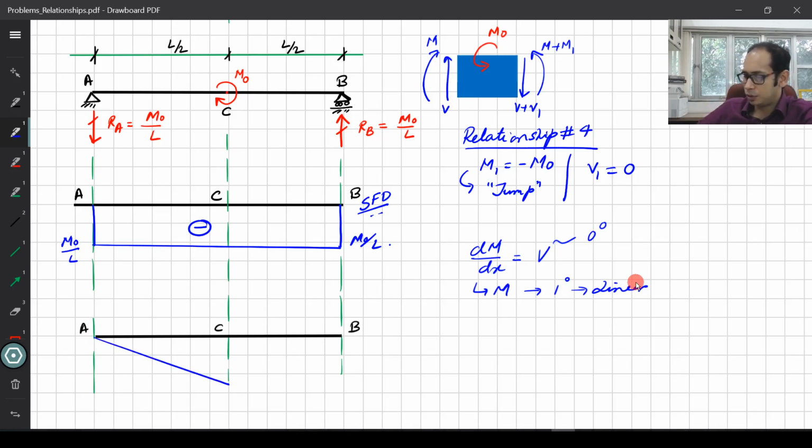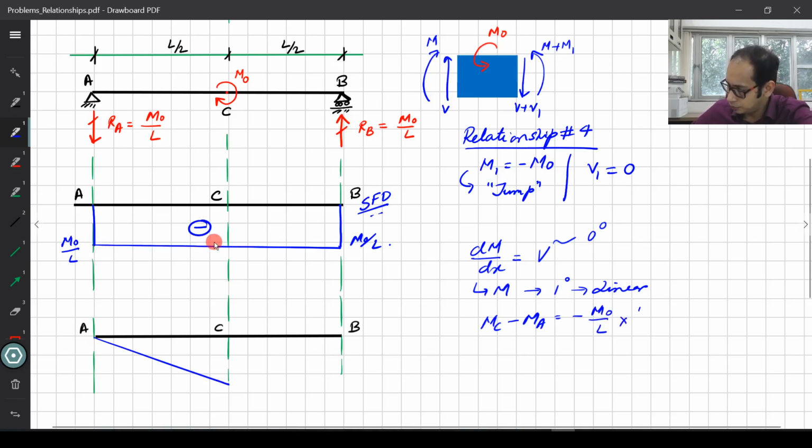Now just to the left of this point C, what is the value of this moment? Let's find that. MC minus MA must be the area of the shear force diagram between C and A, that is negative M naught by L times this particular distance, L over 2. So that is minus M naught over 2. So here the value is minus M naught over 2.